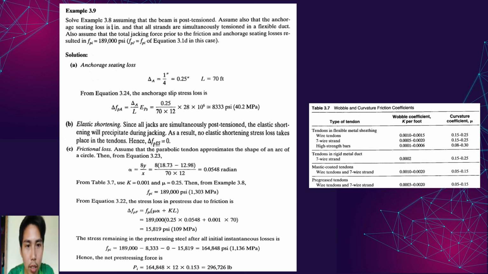Also assume that the total jacking force prior to the friction and anchorage setting losses results in F sub pi equals 189,000 psi. F sub pg equals F sub pi of equation 3.1 D in this case. Solution: A, anchorage setting loss is delta A equals 1/4 inch or equals 0.25 inch. L equals 70 feet.